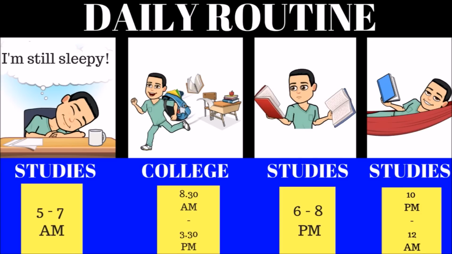So let's recap your daily routine. It should be more or less like this. 5 to 7 am studies, 8:30 to 3:30 college, 3:30 to 6 break, 6 to 8 pm studies, 8 to 10 pm break, and finally 10 pm to 12 am studies.